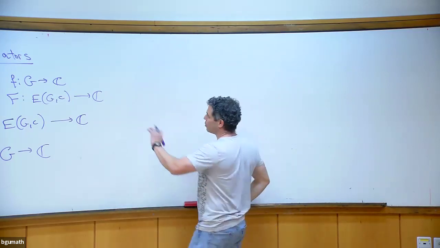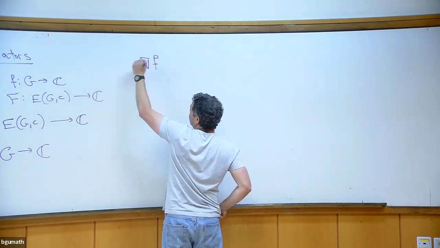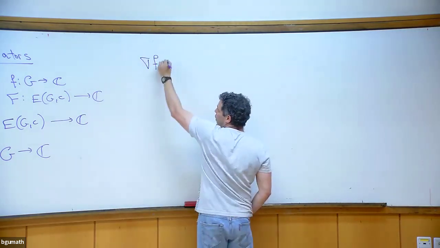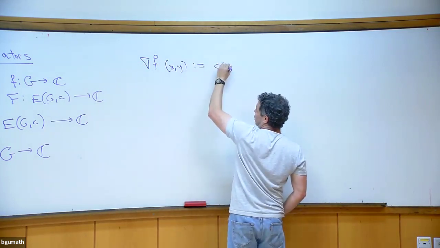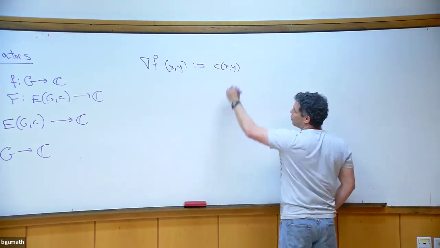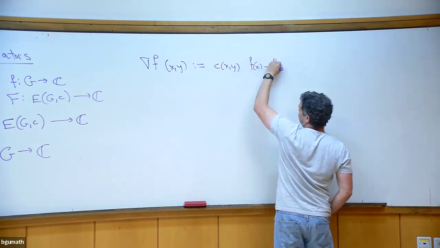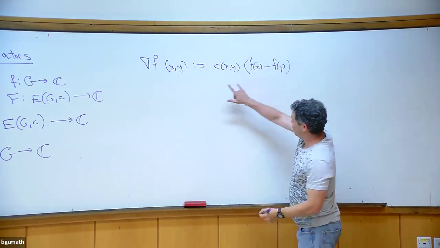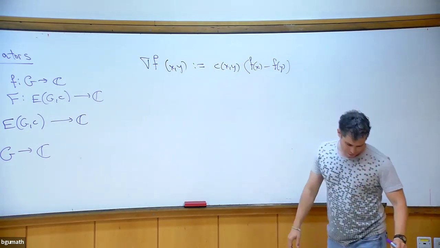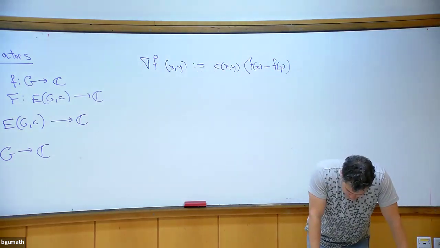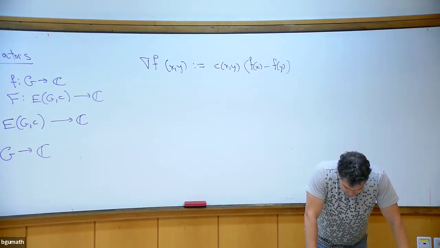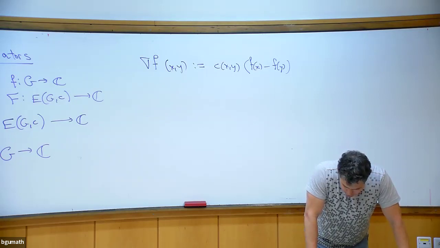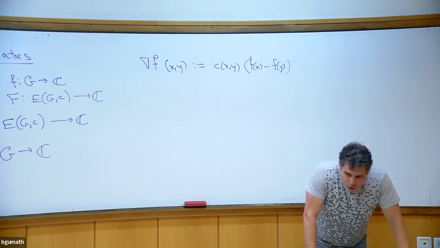So how do I define it? Well, this is an edge function, so I have to tell you what it says on an edge. I define this to be: take the conductance and then take the difference, with the edge weight. This is a gradient. Think of this as the analog of a derivative of a general function. There is a choice here, f of x minus f of y or f of y minus f of x, but anyway, we define it this way.